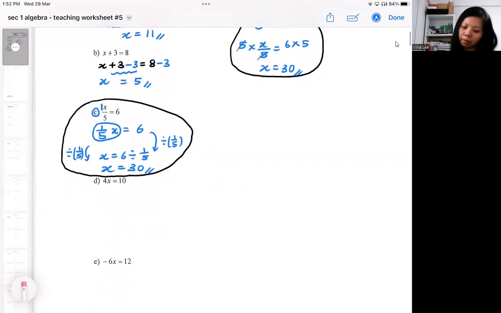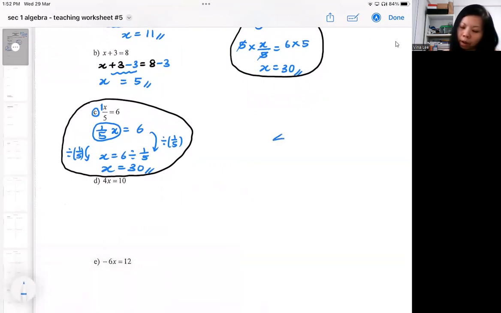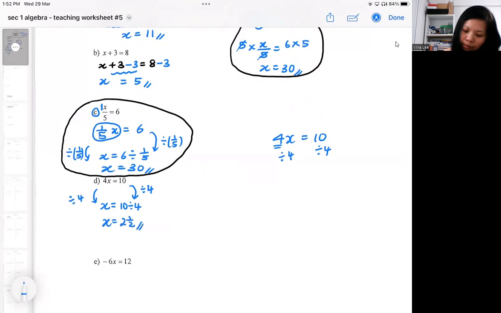In part D, you got 4x equal to 10. Remember your objective is to find 1x. So you must get rid of the 4. So how do you get rid of the 4? 4 times x, so you get rid of it by dividing by 4 on both sides. So 4x divided by 4 will just give me x. 10 divided by 4 will actually give me 2.5.